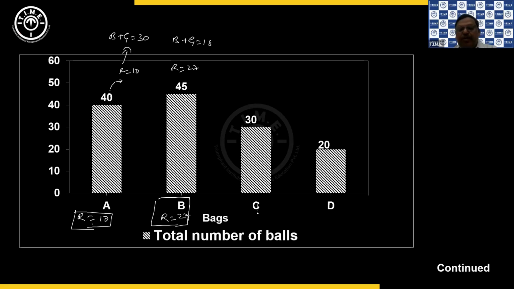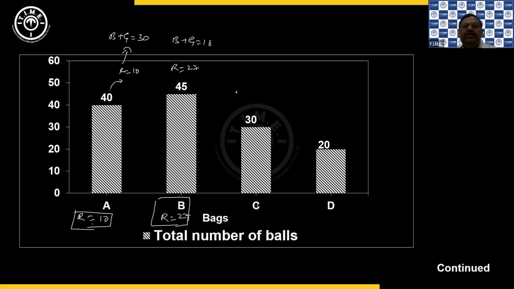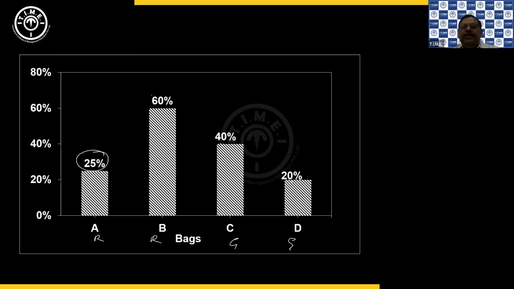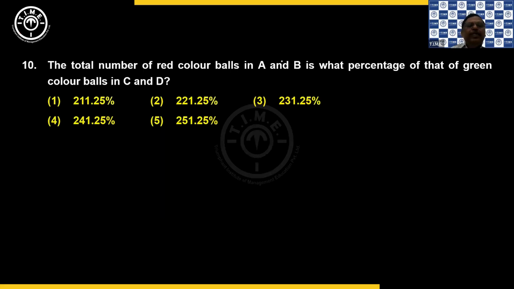Here, friends, this is the probability of green balls. Green balls probability is 40%, means 40% of 30 is 12. So green balls is 12, means blue and red balls together will be 18. And the last one, friends, 20% of 20 is 4. So the green balls are 4, means blue and red balls will be 20 minus 4, it is 16, right? So this is the information we have. With this, we'll go and answer the questions, please.